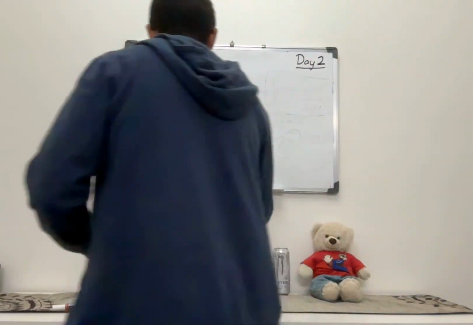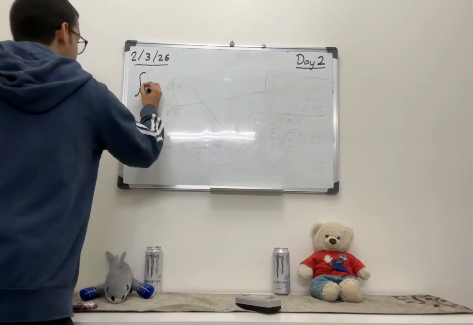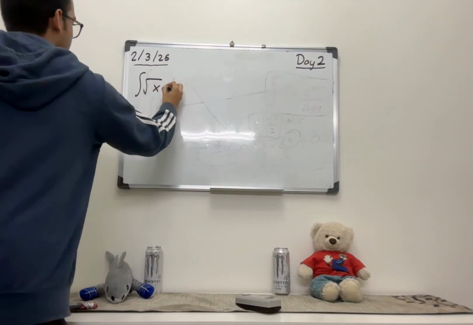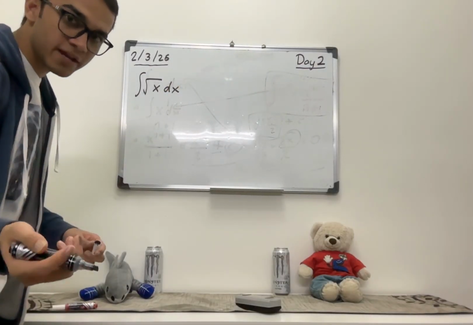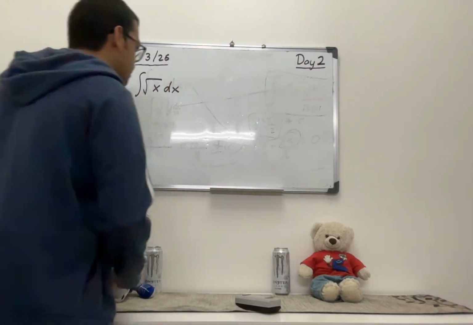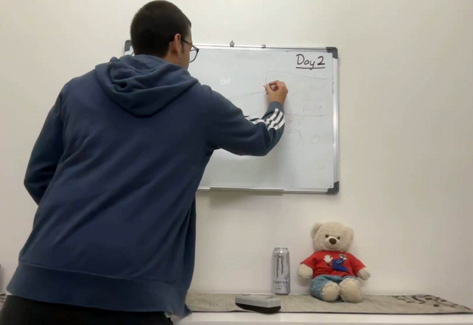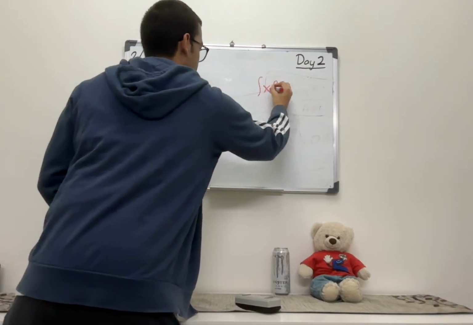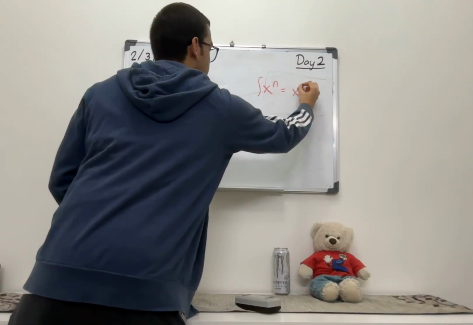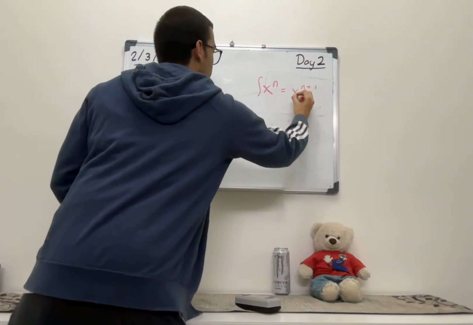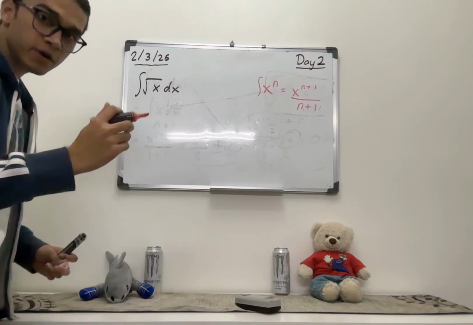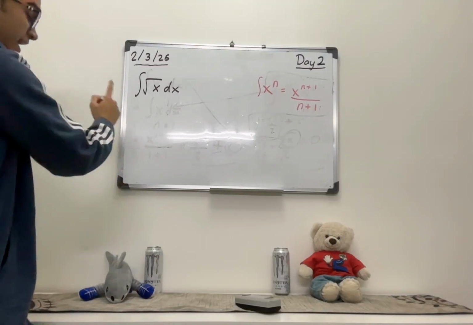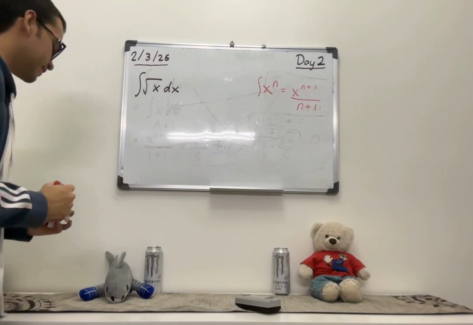Okay, so today's integral for the day is going to be root x dx. Now, if you remember, yesterday we did the power rule, and to revise the power rule, it's x raised to the power n, the integral of this is equal to x raised to the power n plus 1 by n plus 1. Okay? Now, we have to utilize that same rule again here today with root x.